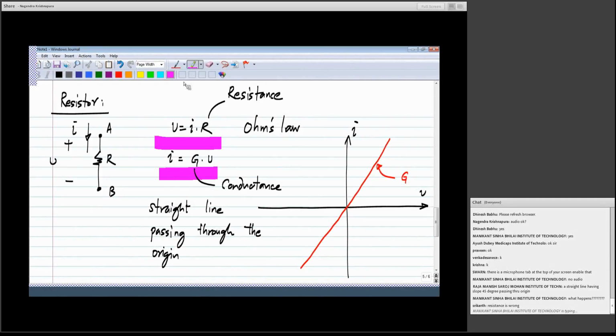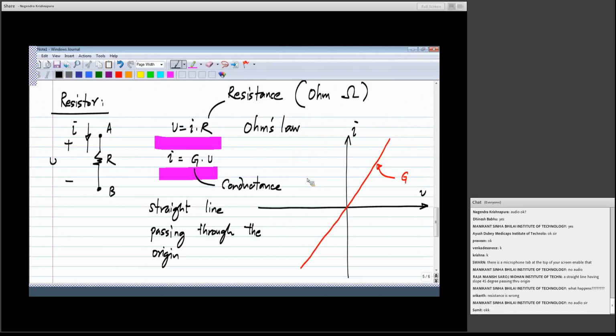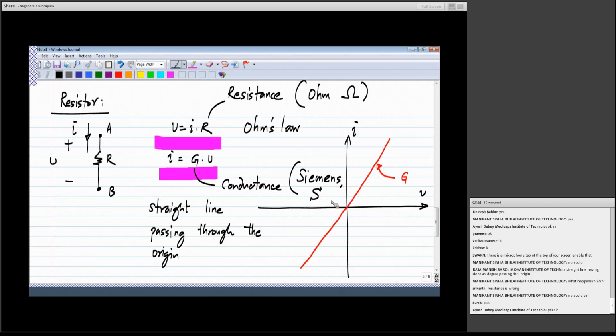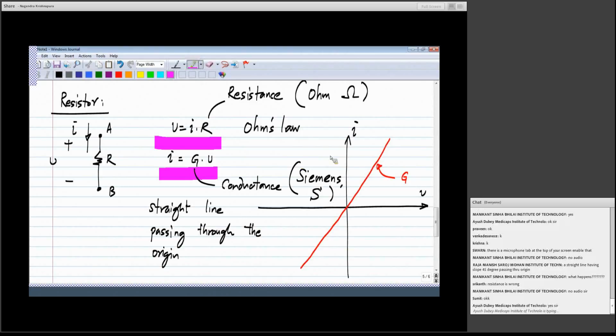In this case, the slope is in conductance, which has some dimensions. Okay. So as you know, the resistance is measured in ohms with this symbol, and the conductance is measured in Siemens, and we use the symbol S. Okay. So that's the definition of a resistor. Okay. That is, once we define the relationship between the voltage across the resistor and current through the resistor, our job is done. We have described the resistor.